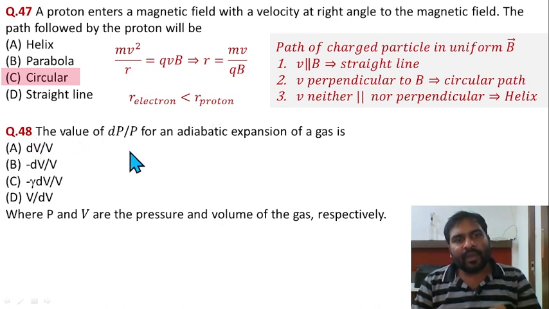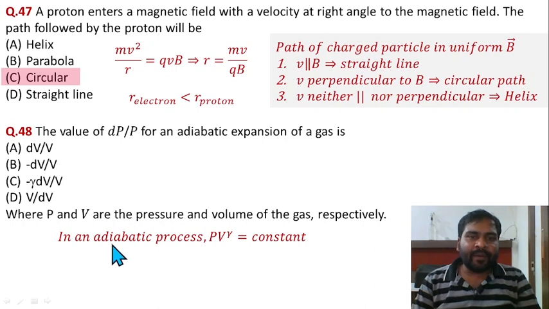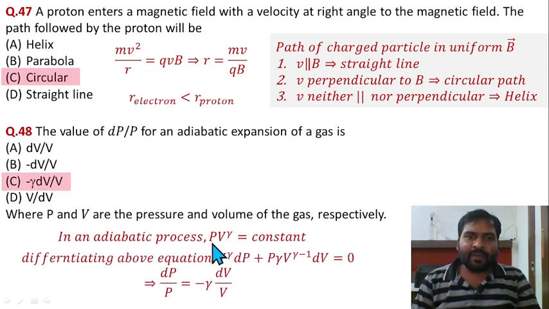Question 48. The value of dP by P for an adiabatic expansion of a gas is? For an adiabatic expansion, P V raised to power gamma is equal to constant, where gamma is the adiabatic constant Cp by Cv. Take the derivative one by one: V raised to power gamma dP plus P gamma V raised to power gamma minus 1 dV equals 0, since it is a constant. From here, dP by P equals minus gamma dV by V. Option C is correct here.